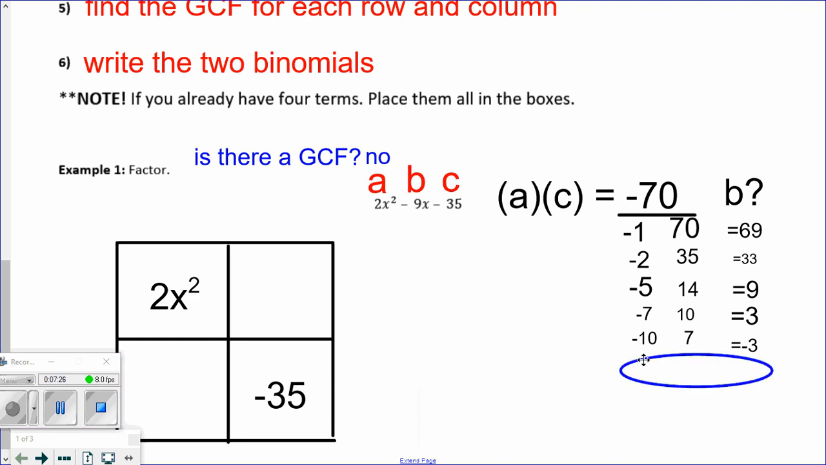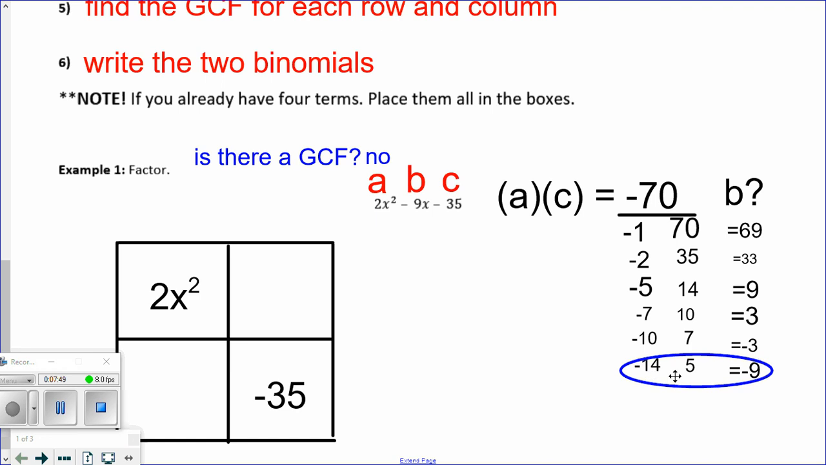Oop, you got a sneak peek, you found it now. Now I'm going to try negative 14. Divide that, I get positive 5. Add them together, and I get negative 9. So I found two factors that multiply to a times c, negative 70, but also add up to b, negative 9.